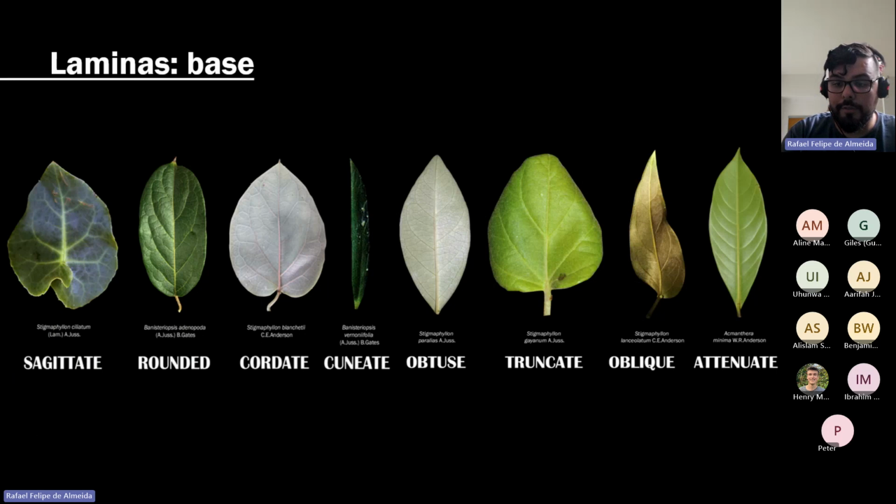Lamina base, we have different morphologies from sagittate to rounded to cordate, cuneate, obtuse, truncate, oblique, attenuate. So this would be my version of a morphological glossary for Malpighiaceae. I'm not saying that we only have these types. These are the most common ones, but these images are also based only on the morphology of Brazilian Malpighiaceae, which is the center of diversity of the family. But also, it doesn't mean that in Africa you might not find some morphological variety or character that does not fit into this.